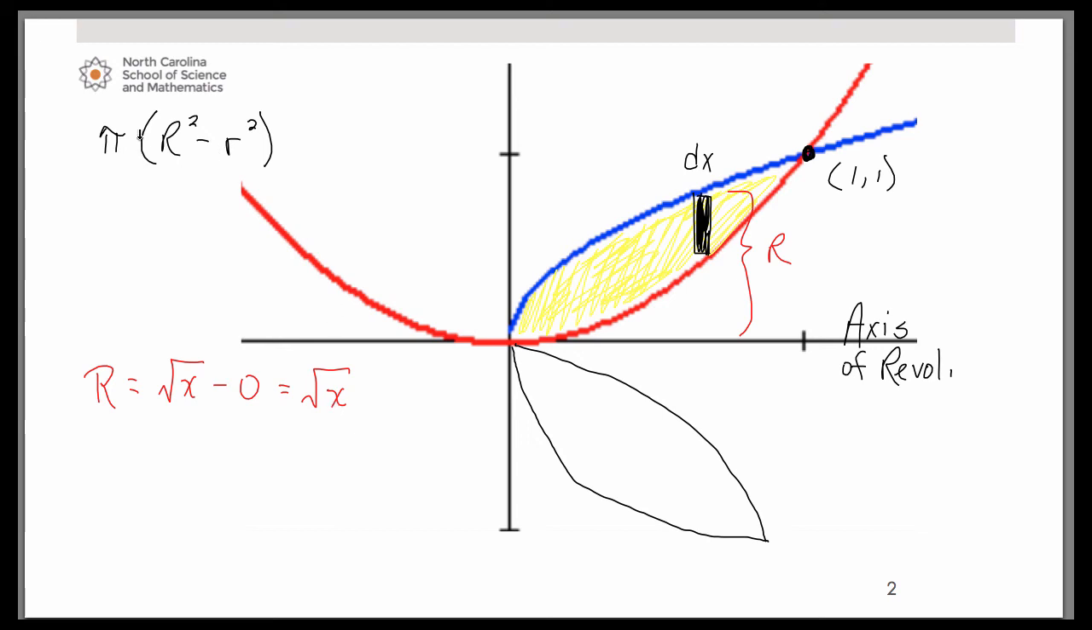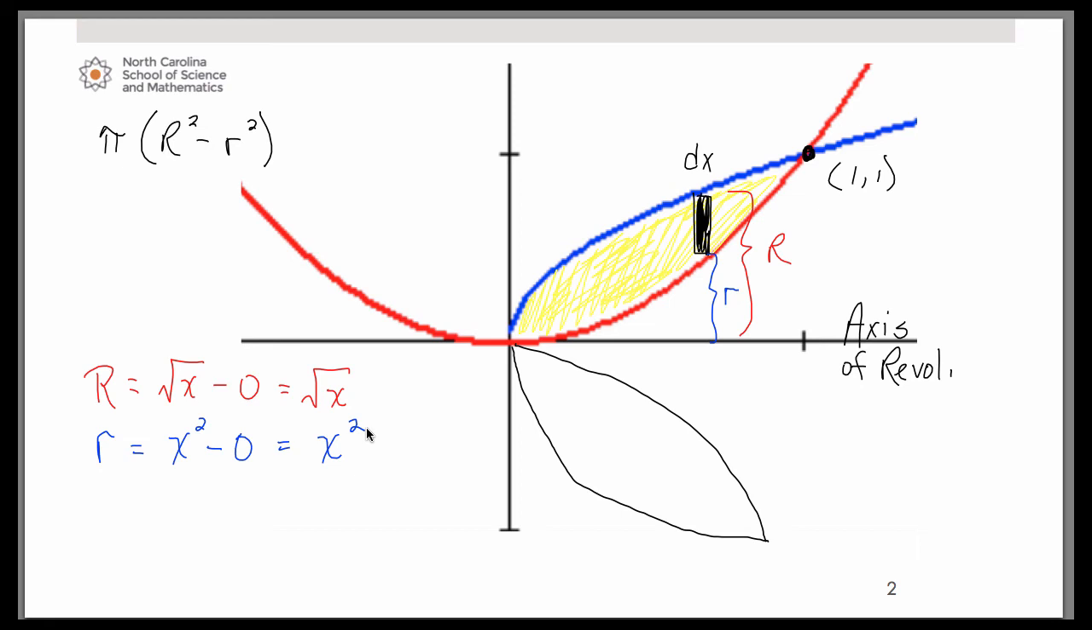Now for little r. Little r is essentially the radius of the hole itself. So little r is this part right in here. Once again, though, we can think top minus bottom. On the top, it's hitting the red curve, which is our quadratic, x squared. And on the bottom, it's hitting the axis of revolution, the x-axis. So we simply have x squared for that. So these are the pieces that are going to become the integrand for our definite integral.